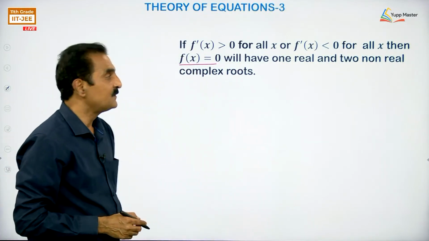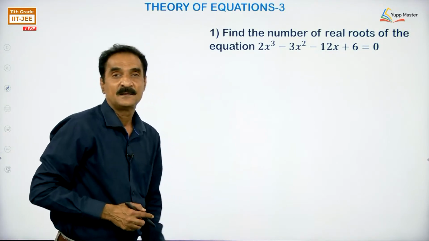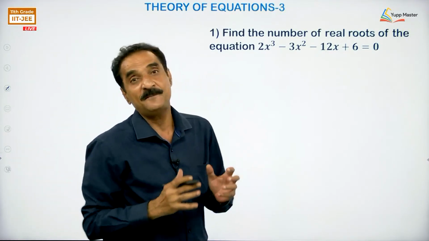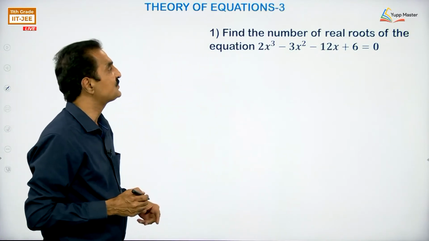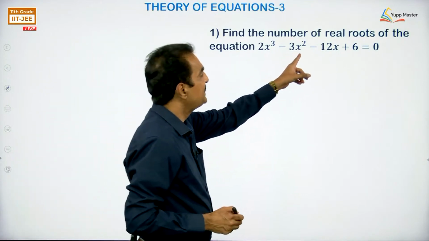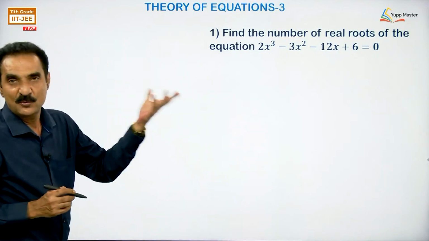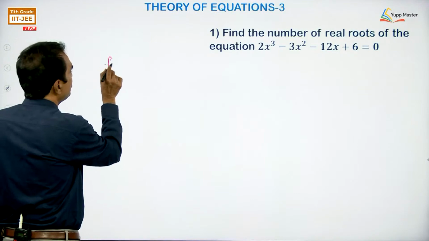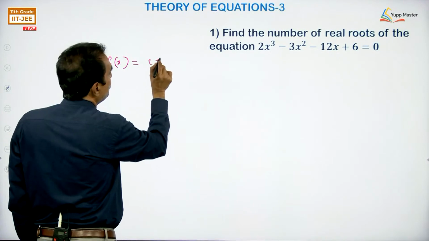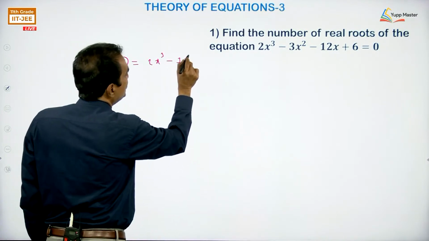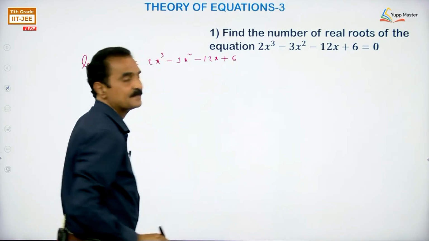Let us solve some problems on the points discussed so far about finding the number of real roots of a cubic equation. First question, find the number of real roots of the equation 2x cube minus 3x square minus 12x plus 6 is equal to 0. So, let us take the cubic expression as f of x. F of x is equal to 2x cube minus 3x square minus 12x plus 6, right.